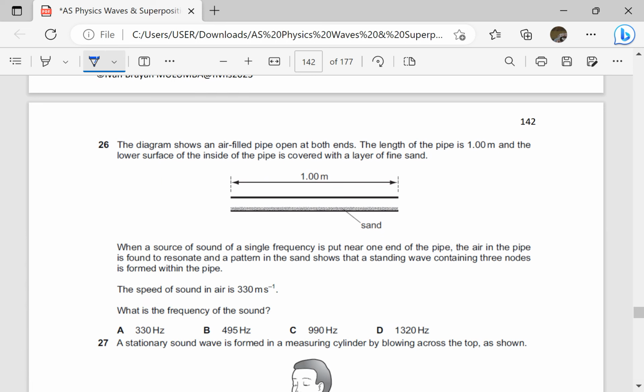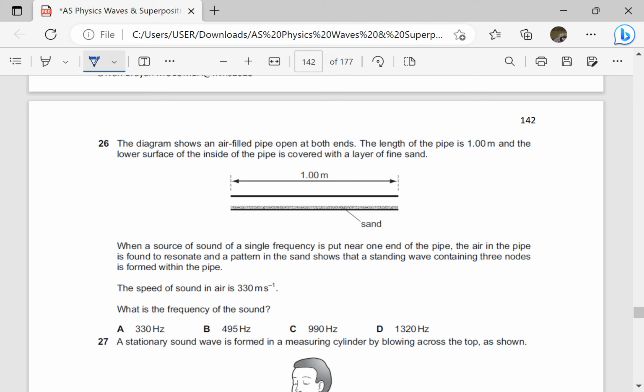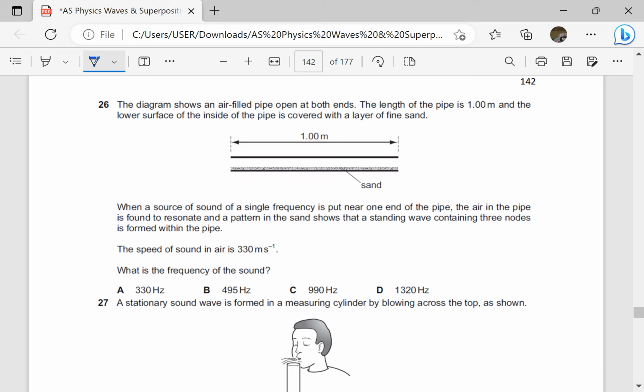The diagram shows an air-filled pipe open at both ends. The length of the pipe is 1 meter and the lower surface of the inside of the pipe is covered with a layer of fine sand. When a source of sound of a single frequency is put near one end of the pipe, the air in the pipe is found to resonate, and a pattern in the sand shows that a standing wave containing 3 nodes is formed within the pipe.